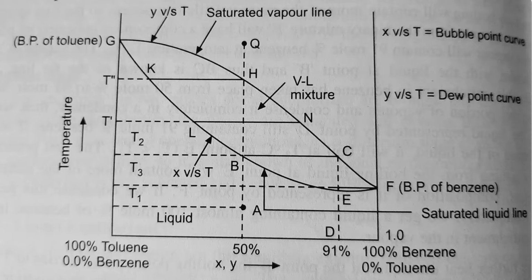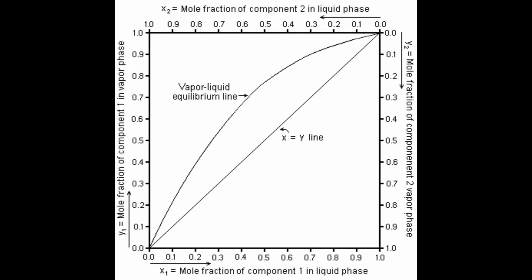The liquid represented by any point on the lower curve is at its bubble point, and hence the lower curve is called the saturated liquid curve or the bubble point temperature curve, T versus X. The condensation starts at any point on the upper curve, and hence the upper curve is called the saturated vapor curve or the dew point temperature curve, T versus Y.